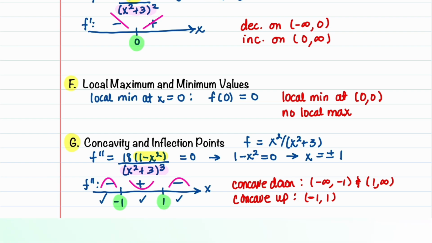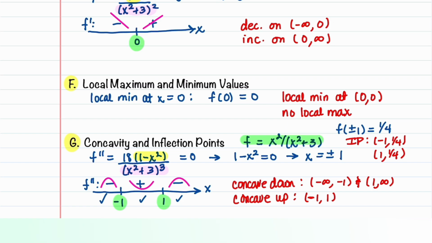I'm going to come up here and look at our function, f, and we need to find what it's equal to at minus 1 and 1. Because we have an x squared, it's going to be the same value for minus 1 and 1. So f at plus or minus 1 is going to be 1 over 4, so 1/4. So we're going to have 2 inflection points. The first one is minus 1, 1/4, and the second one is 1, 1/4.